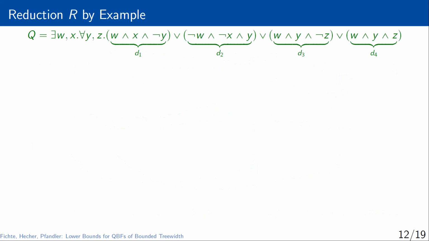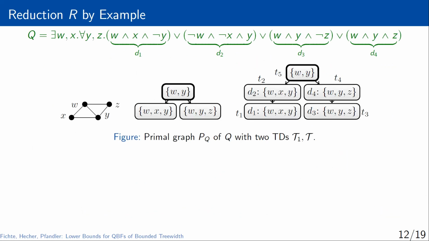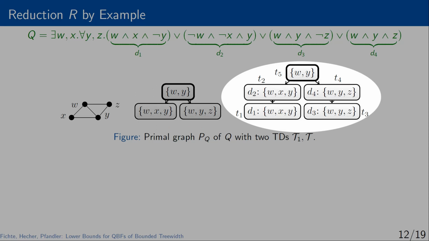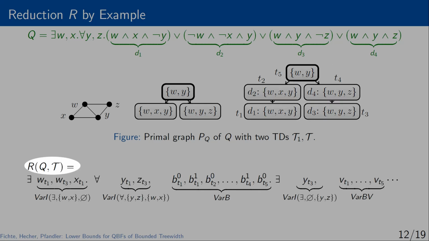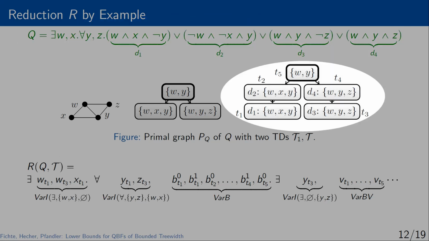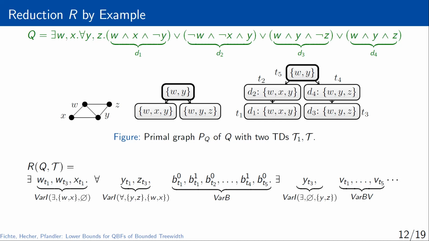Let's now have a look at our example QBF as already quickly discussed. In the figure below, we see first the primal graph, then a tree decomposition of the primal graph, and finally a second tree decomposition of the primal graph, which we will use. Our reduction uses tree decompositions of this form, where each bag has at most one label for checking at most one DNF term. The quantifier structure of the resulting 3-QBF on Q and the tree decomposition T is as follows.